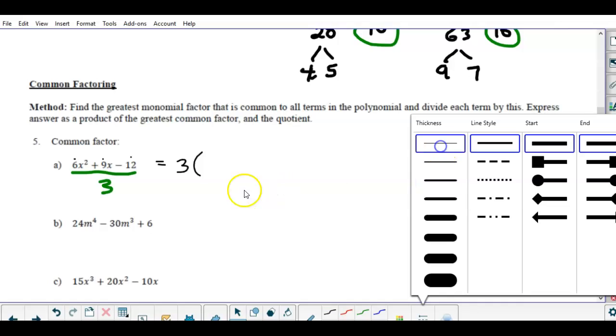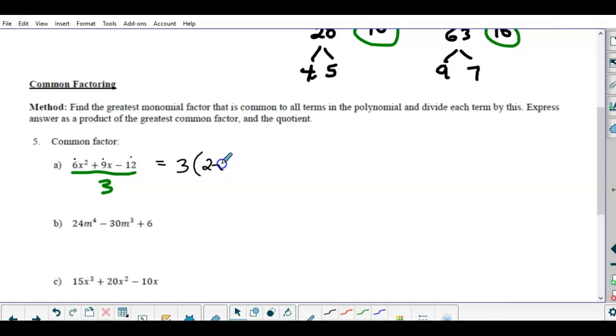So now what do I get? Well, 6 divided by 3 is 2. X squared stays. 9 divided by 3 is 3. And the x stays. And negative 12 divided by 3 is negative 4. So subtract 4. And so then if you expand this out, you'll get back to your original. Okay? But the greatest common factor goes out front. Greatest common factor.